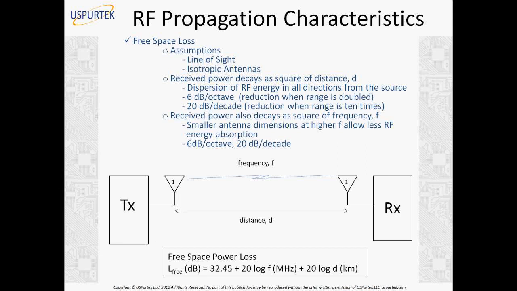At the bottom of this slide you see the free space power loss. This is a very practical formula which we are going to use in our link budget calculations, because this is in the form of dB. It gives you the free space loss in decibels. You just input the values of frequency in megahertz and the distance in kilometers, do the calculation, and you get the free space power loss. It tells you how much power you will lose for a certain frequency and a certain distance.